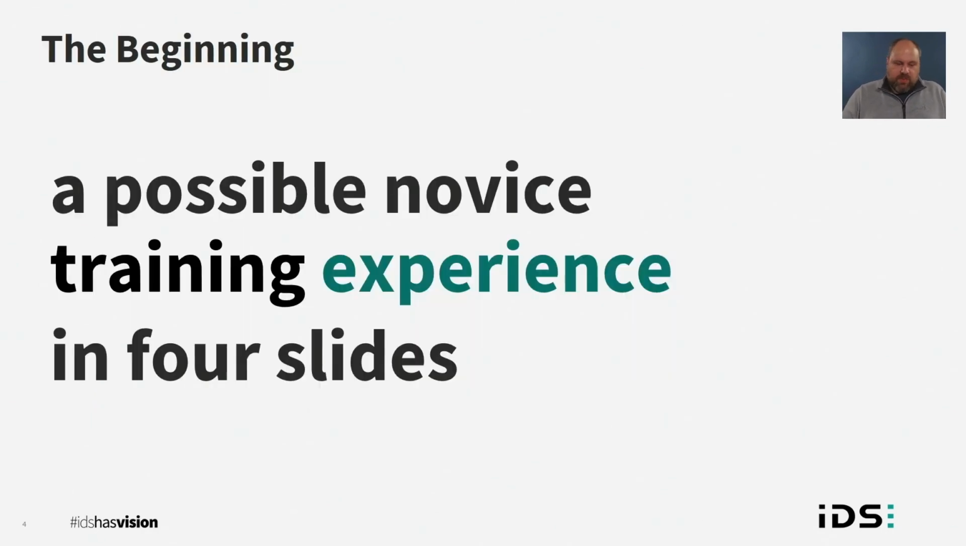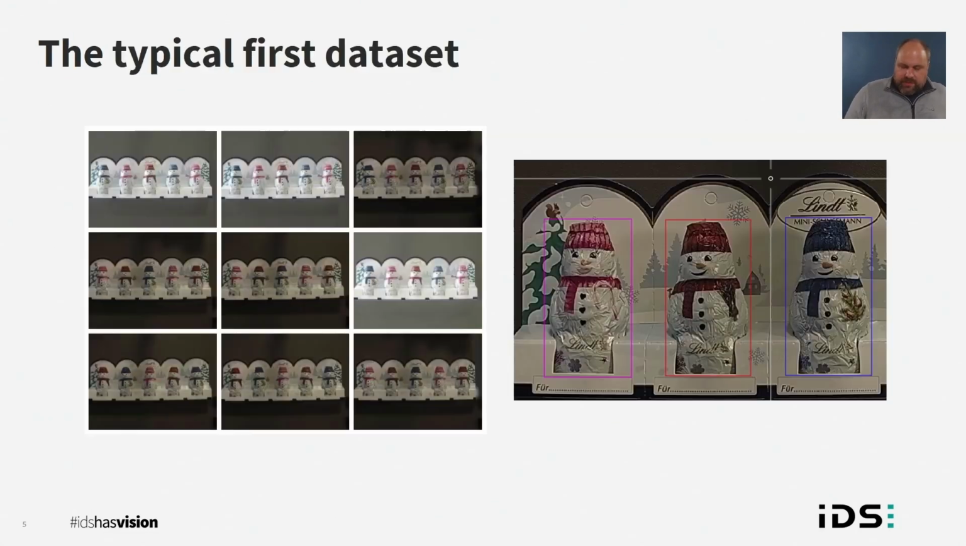So we start with the experience in 4 slides. This is a typical dataset that you can see when persons start to work with AI. The variance is usually somehow in illumination, maybe a little bit in position, but usually not great. They create a lot of these images, put them in a dataset, and then annotate them, of course, sometimes well, and put them in the dataset.